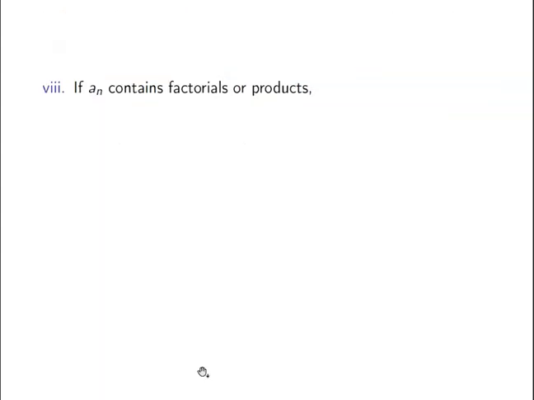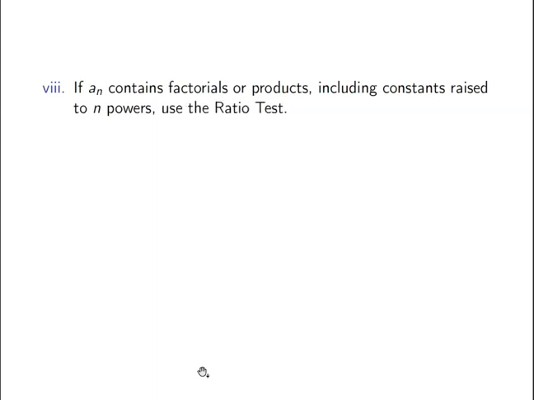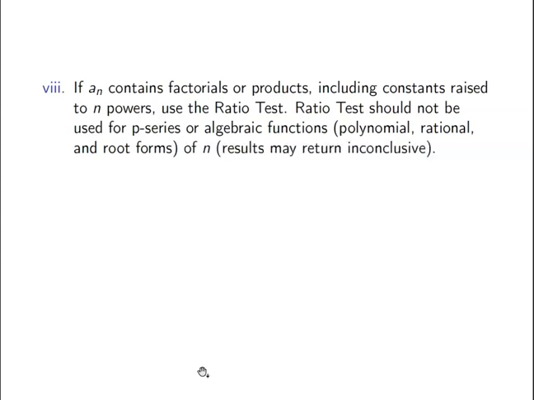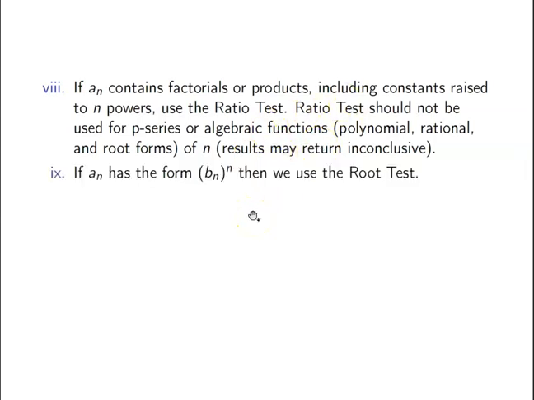If I have factorials or products of n, including constants raised to powers of n, then I would want to use the ratio test. Okay. The ratio test should not be used for p-series type of questions or algebraic functions: polynomials, rationals, and root forms. It can be used, but you're more likely to end up with something that's inconclusive. So your results may return inconclusive. When you see factorials, this is kind of the only test that we have to talk about the convergence. So that's a good giveaway for when to use that test, right?